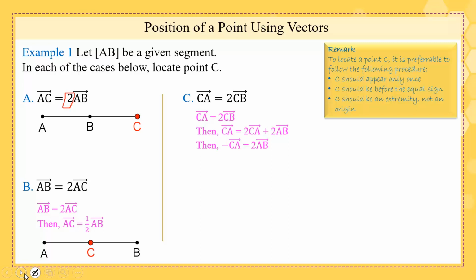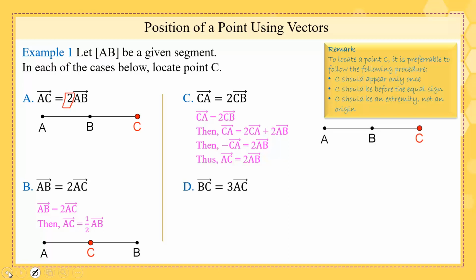You get CA minus 2CA equal, it will be minus CA equal to 2AB. Finally, minus CA is AC, so AC equals 2AB. Now we reach our goal that C is on the left side of the equal sign. You notice that AC here equals 2AB, same as example A.